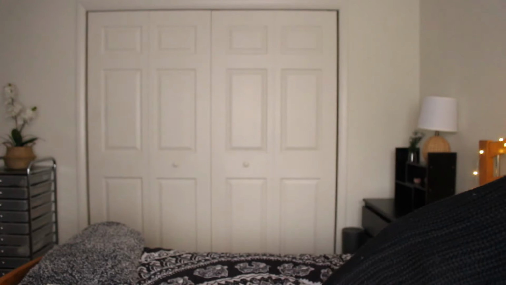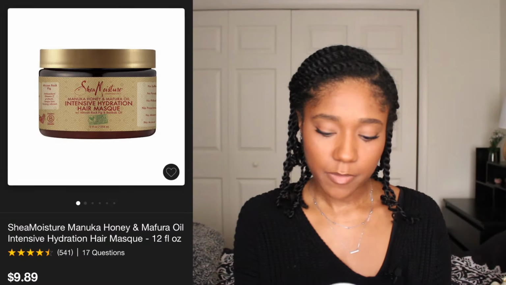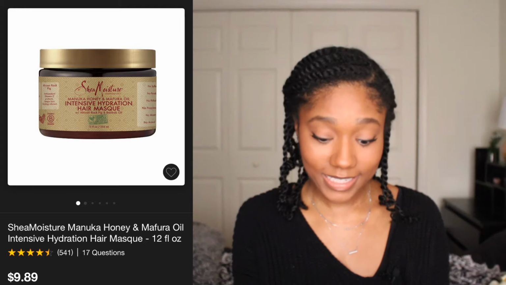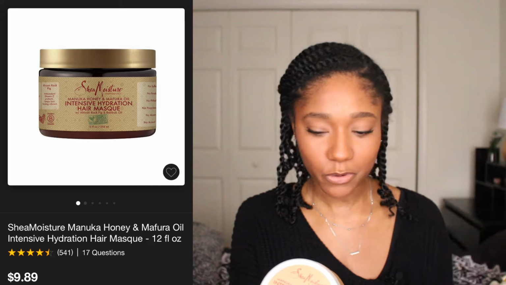That way you're not reapplying products throughout the week and you don't have to worry about getting too much buildup on your hair. If you're worried about wash day taking longer because you have to do that extra step, I recommend finding products that don't have to be left in as long. So for example, I have this one that I just bought, which is the Shea Moisture Manuka Honey and FROtorial Intensive Hydration Hair Mask with fig extract and baobab oil.